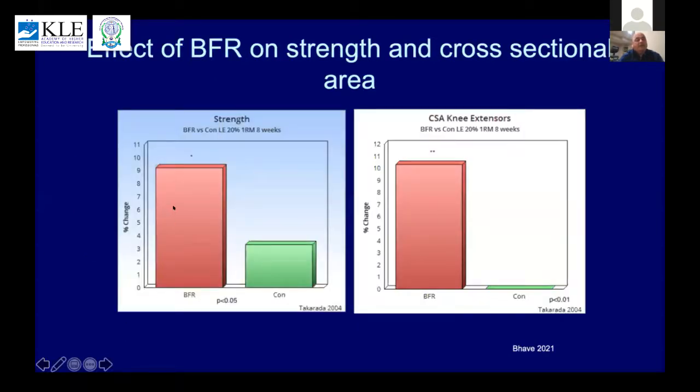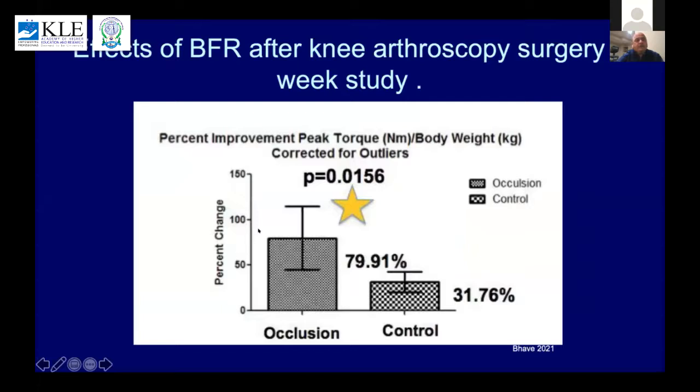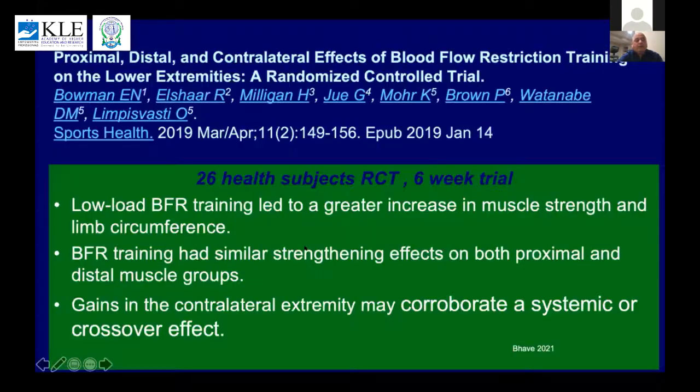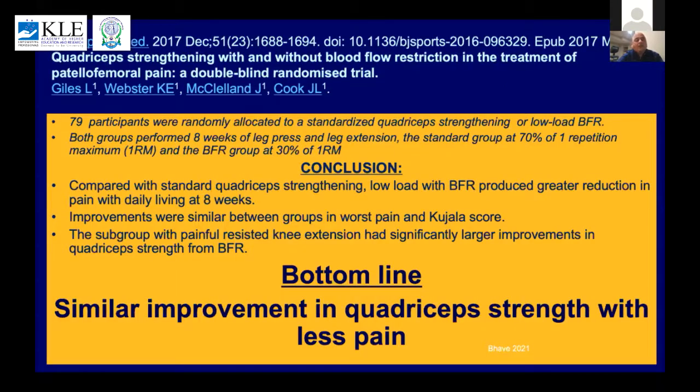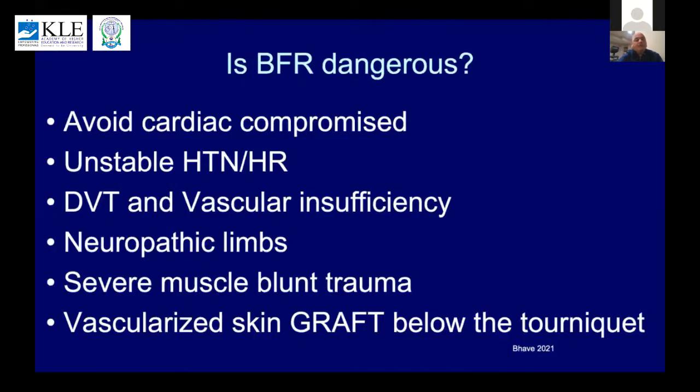But with that, the literature has shown significant improvement in the cross-sectional area as well as strength of the muscles here. There's a lot of literature on this. This is an Arthroscopy 4-week study that shows that just using that gives a significant increase in the peak torque over body weight. And there are some randomized controlled trials that also show similar gains with less. So bottom line, similar improvement in quadriceps strength with less pain, because you're doing 25 to 30% of 1 RM times 75 reps in most patients. So that's the beauty of using blood flow restriction therapy.